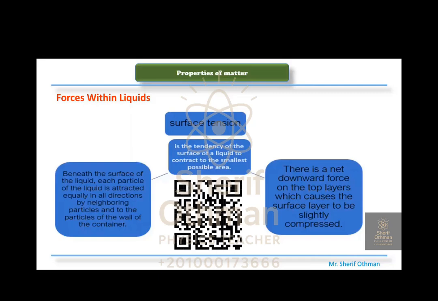Beneath the surface of the liquid, each particle of the liquid is attracted equally in all directions by neighboring particles and to all particles of the wall of the container. There is a net downward force on the top layer, only the top layer. The net force is downward, which causes the surface layer to be slightly compressed.